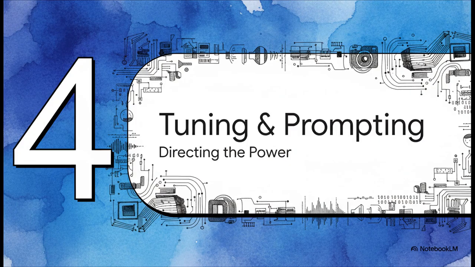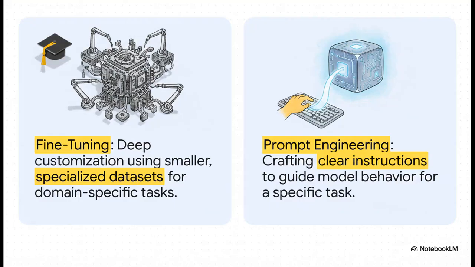Okay, so we have this ridiculously powerful engine. That's great. But an engine with no steering wheel isn't very useful, is it? How do you actually get it to do what you want? Get it to write a legal document instead of a love poem. Well, that's where tuning and prompting come in. And it's really important to know the difference between these two.